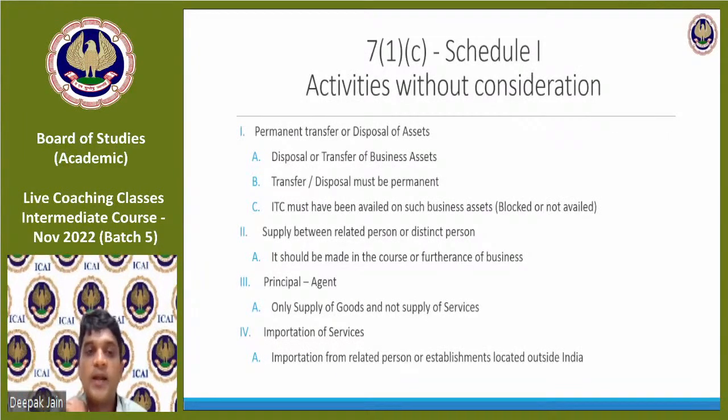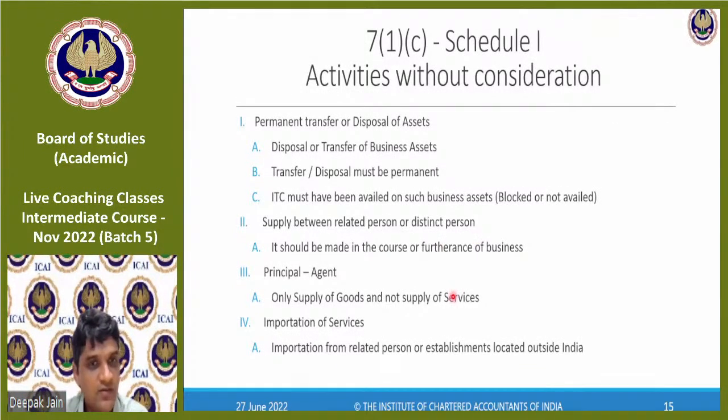Okay. So supply between related persons or distinct persons, we know that even if it is without consideration, then GST would be payable. Then principal and agent. Only any transaction between principal and agent, here only supply of goods is covered, supply of services is not covered. So only any transfer of goods between the principal and agent is liable to GST.